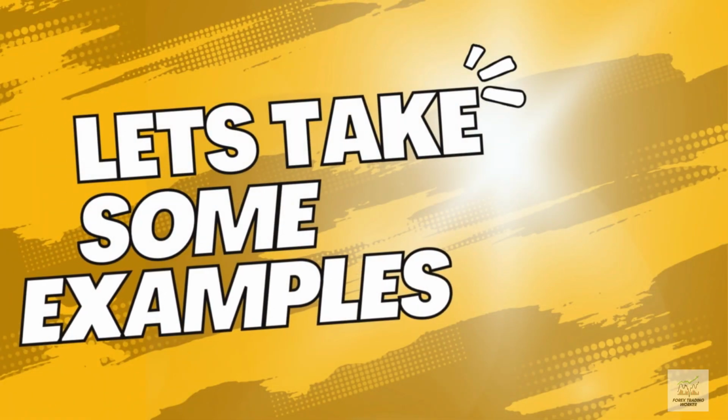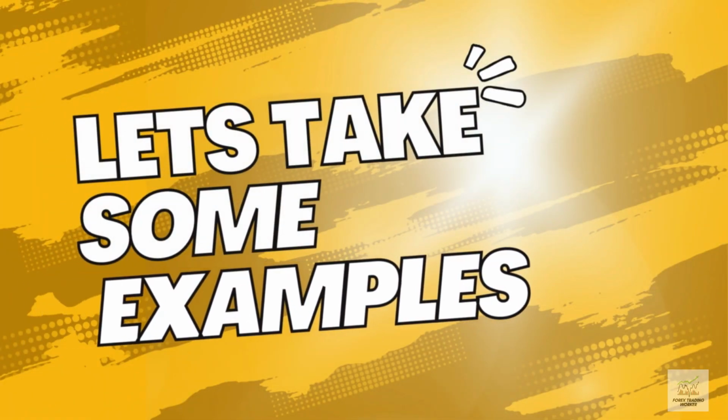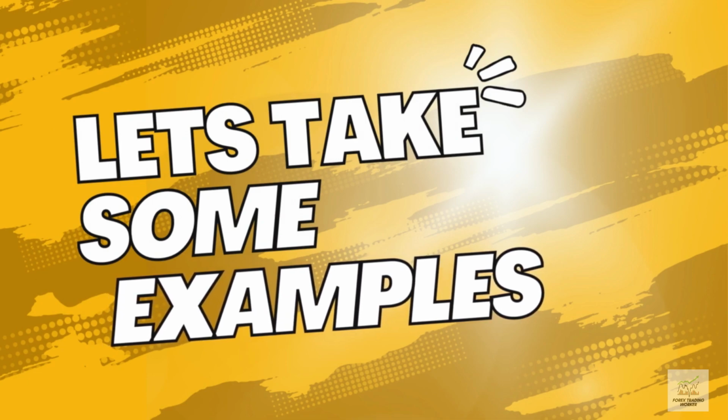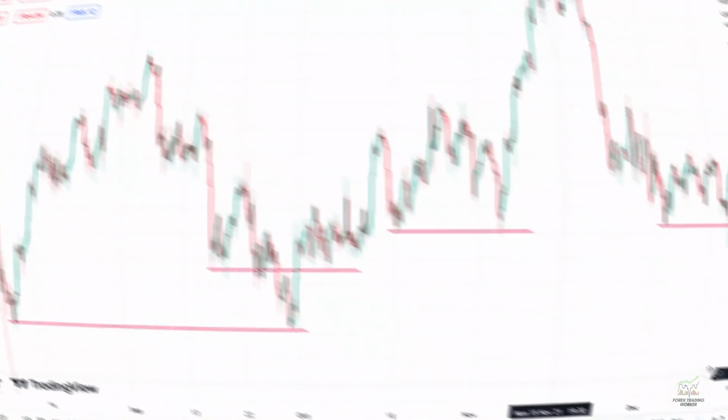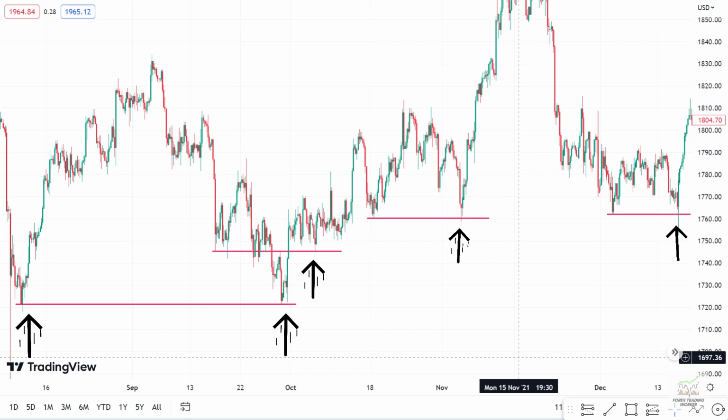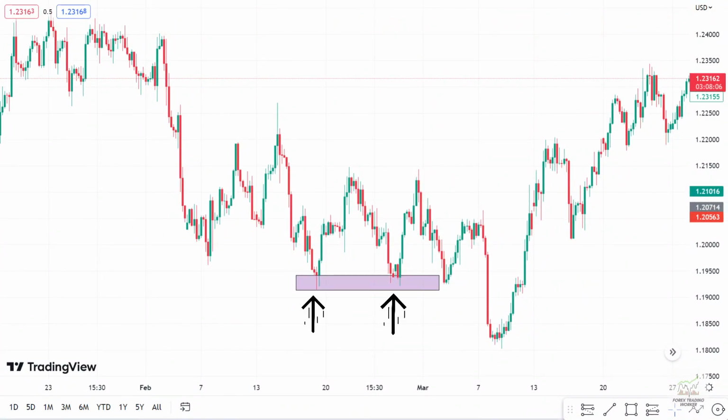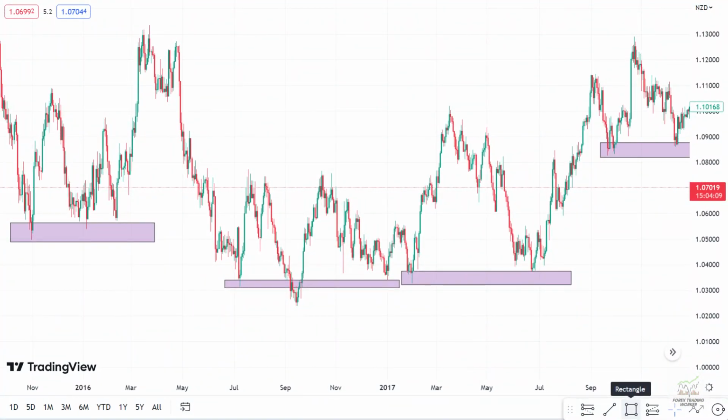Let's take some examples of single support levels or multiple support levels and single support zone or multiple support zones. Chart below shows a single support level drawn on the daily time frame chart of gold using historical data. Chart on the next slide shows multiple support levels drawn on the daily chart of gold using historical data. Chart on the next slide shows a single support zone drawn on the daily chart of USD/NZD using historical data. Chart on the next slide shows multiple support zones drawn on the daily chart of USD/NZD using historical data.